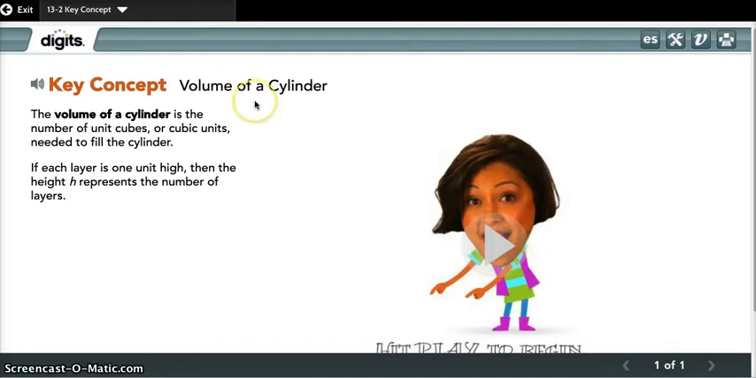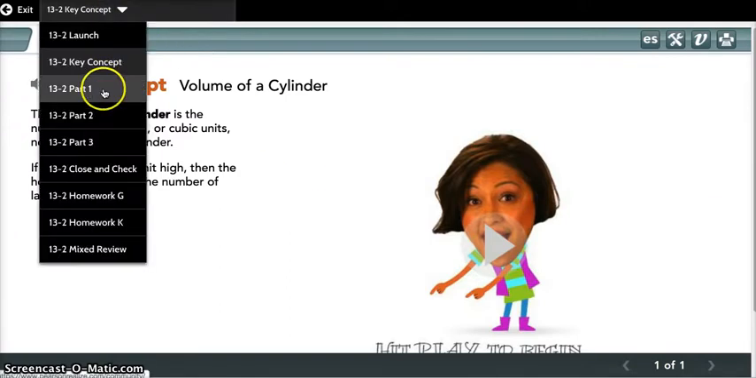This lesson won't be quite as complicated as our prior lesson regarding the surface area of cylinders. Today we are talking about the volume of a cylinder, so how much of a physical object or physical space can fit inside of the cylinder. So we are going to skip past this video for today, and I'm just going to be teaching you how to find the volume of a cylinder.